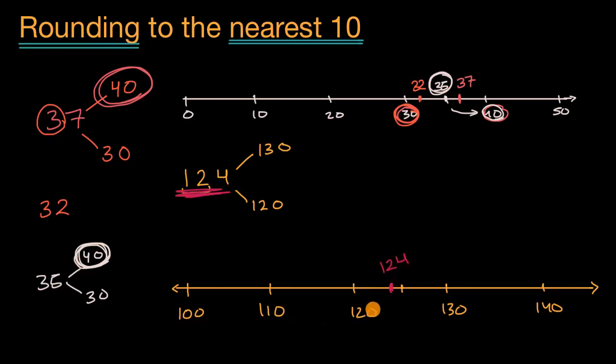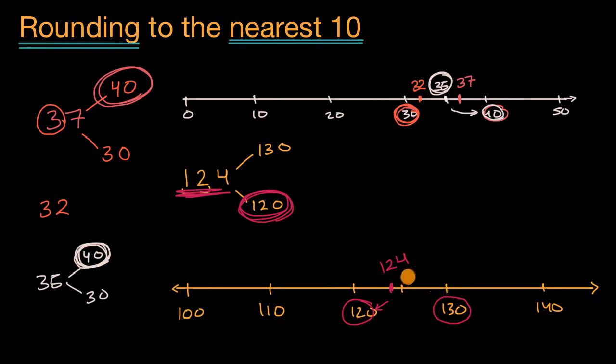So if we're trying to pick between 120 and 130, between 12 tens and 13 tens, which one is it closer to? Well, we can see it's only 4 away from 120, while it's 6 away from 130. So we would round down. We're going to round down to 120 in this situation if we're rounding to the nearest 10. If this was 125, or 126, or 127, 128, or 129, well, then we would round to 130. And of course, if it was 130, we would round it to 130.